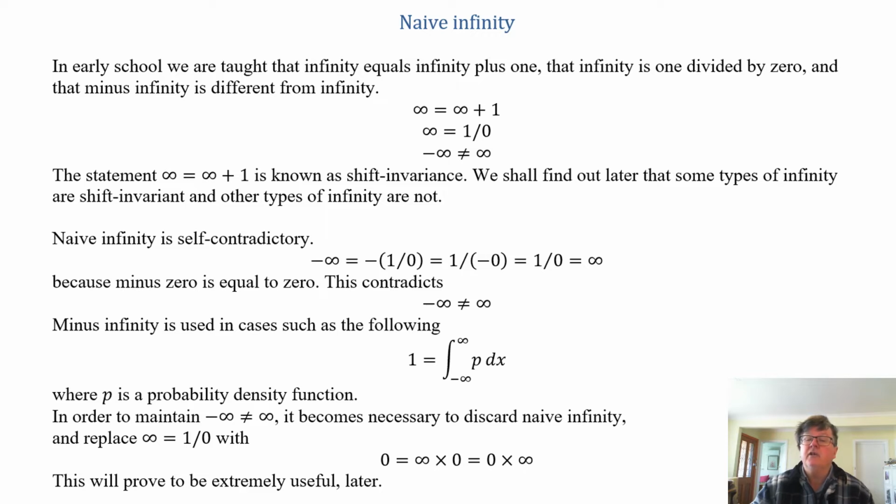Naive infinity is self-contradictory because minus infinity equals infinity, but we're also taught that minus infinity is not equal to infinity. Minus infinity is used in cases such as the following. Well, the total probability is 1. That is, the integral of probability over all the possibilities sums to 1. In order to maintain minus infinity is not equal to infinity, it becomes necessary to discard naive infinity and replace infinity equals 1 over 0 with 0 equals infinity times 0 equals 0 times infinity. So 0 times infinity is not undefined when you have a minus infinity which is not the same as infinity. But that's discarding naive infinity.